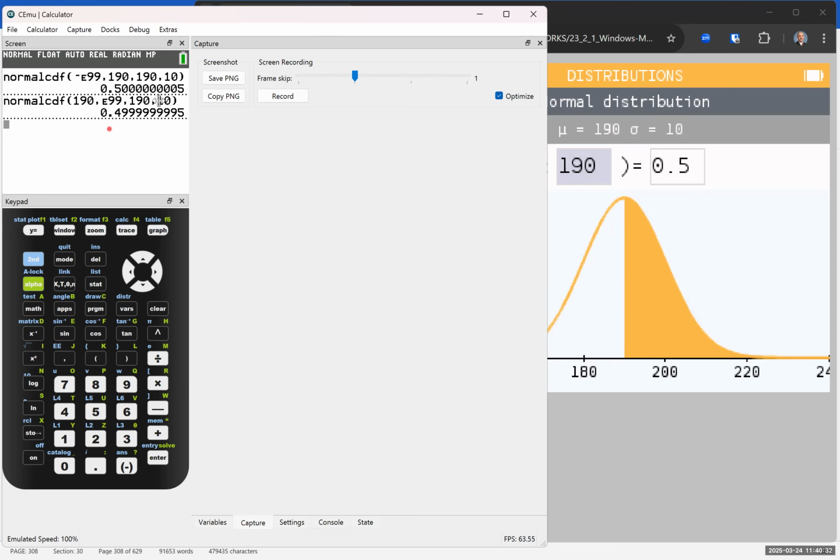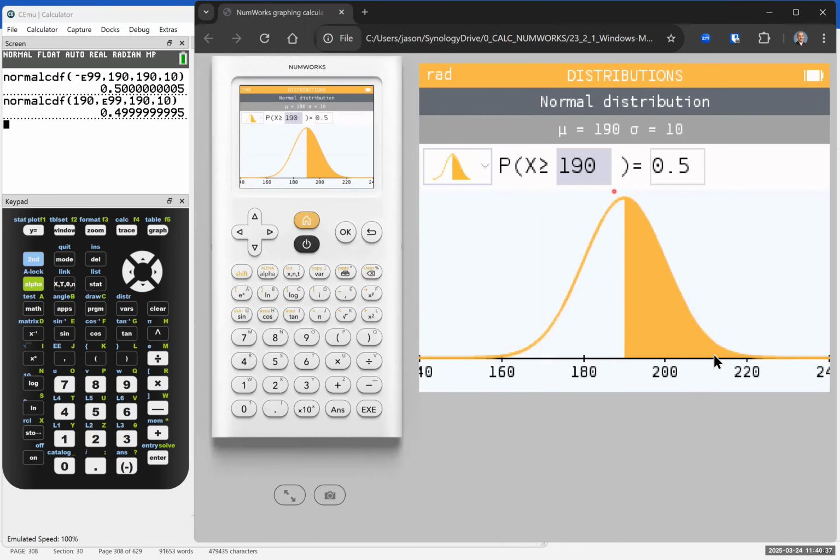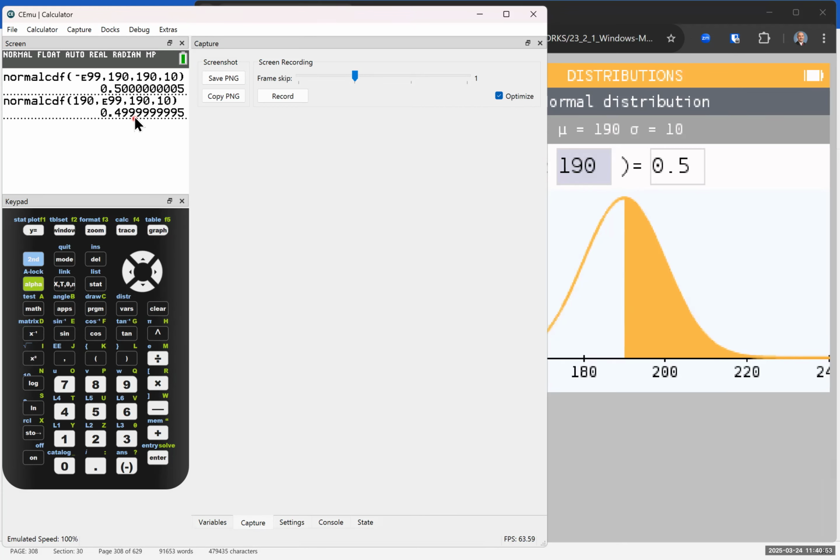So what I like about the NumWorks calculator is it gives you the visual consequences of the values you put in. This kind of serves as a secondary check for what you're doing. Over here on the Texas Instruments, because it doesn't give you that visual feedback, you might have made a mistake, but you wouldn't see it on the distribution itself. All right, so that is getting the area.